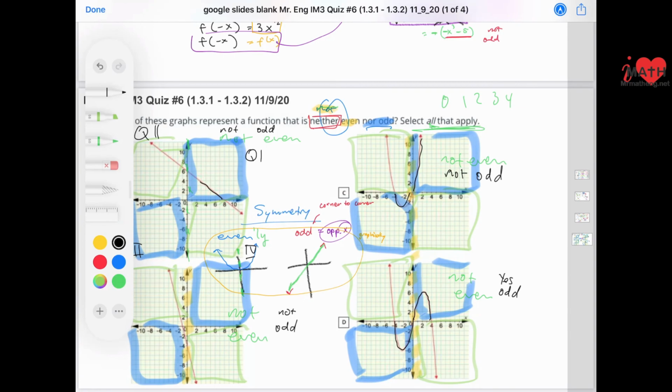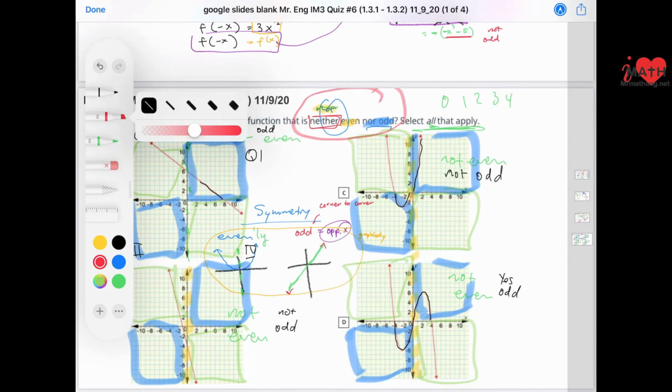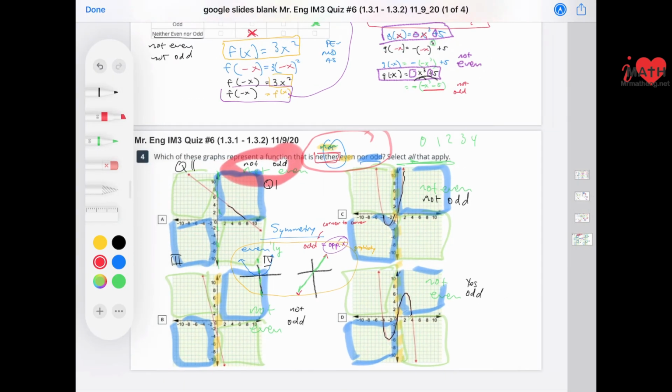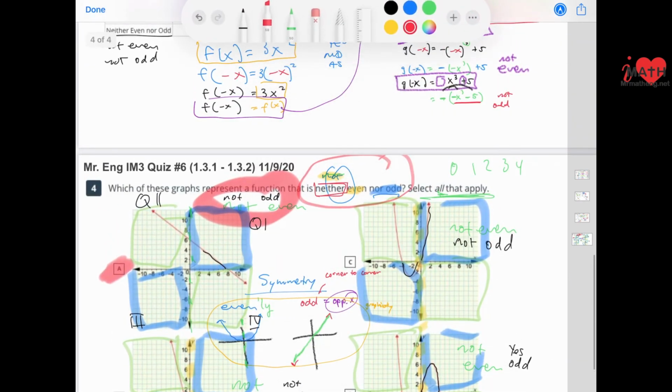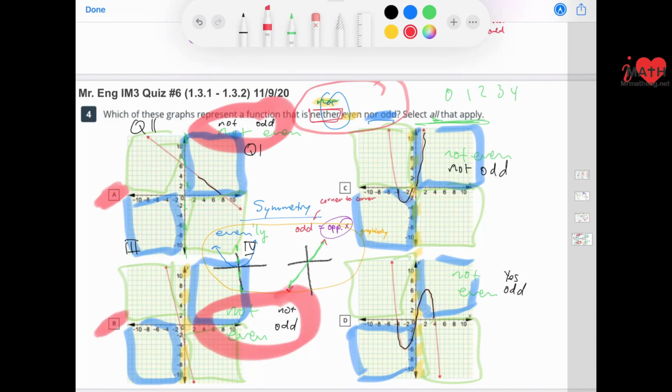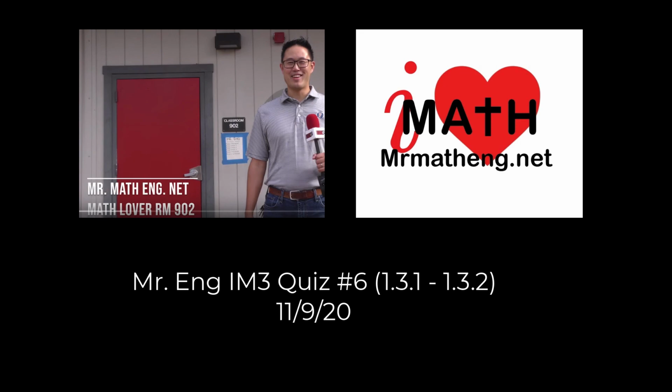Okay, so let's look through now and determine which one is not even and not odd. So not even, not odd. So that means that A is neither. Down here, same thing. Not even, not odd. So this is neither. And the last one is a no, because this is not even, but it is an odd. So if you had all three of those, then you got credit. Hopefully those corrections were helpful for you guys.